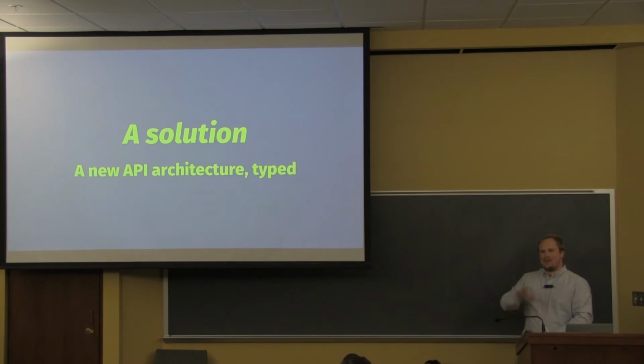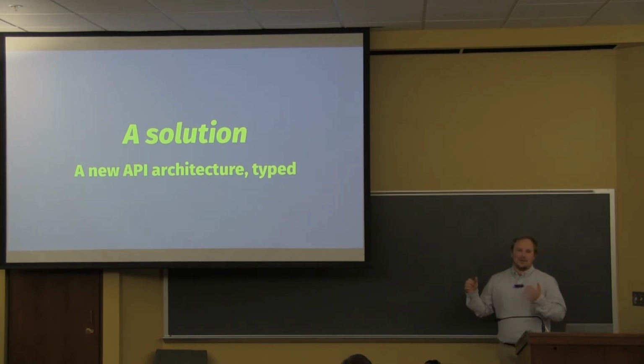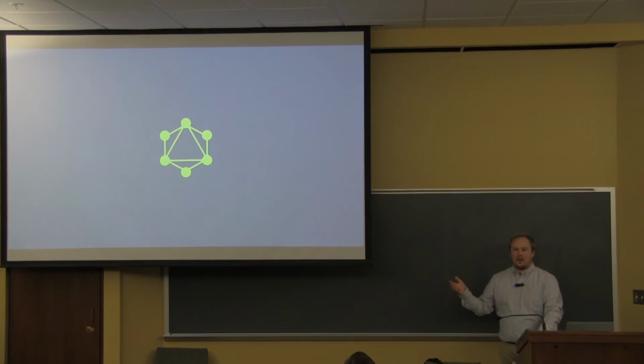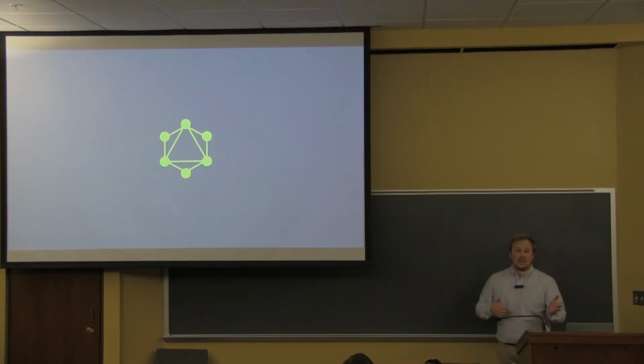So given that that's the problem, Maya is going to try to be a solution for this: a new API architecture, typed. And as I hinted at earlier, I'm totally just cribbing GraphQL. I think GraphQL had some really interesting ideas here, and they solved a lot of these problems. And if you're familiar with GraphQL, then maybe you already know where I'm going with a lot of this. If you're not, then I'm going to be going through some of these design decisions as I keep going.